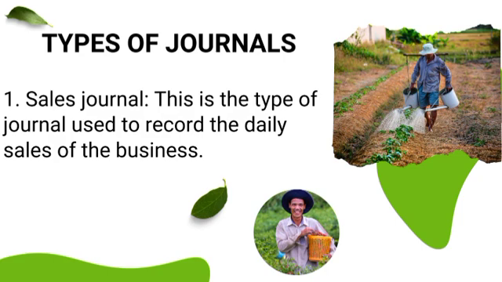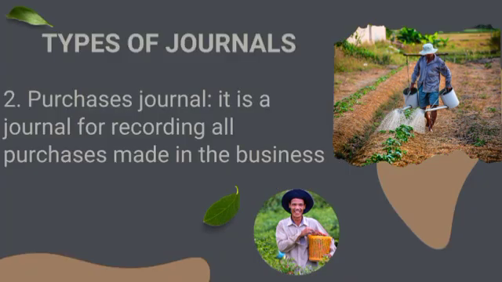Now the types of journal. You have a sales journal. This journal is a type of journal used to record the daily sales of a business. That is any sales you make in a day. Before you transfer them to a ledger, you put them in a sales journal. Anything you have sold in a day has to be written and documented in a sales journal.